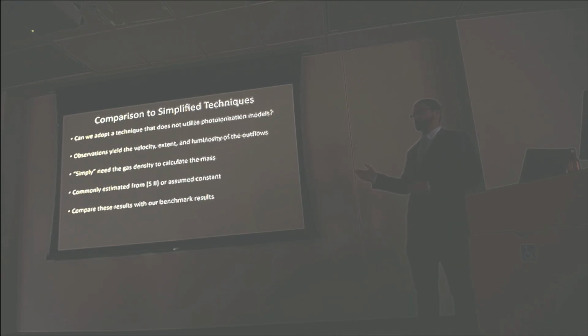So even if we just have a spectrum with a single emission line and an image, that will tell us still the velocity of this gas. It'll tell us its extent from the center of the galaxy, and we can measure its brightness. So then the only thing we need is the gas density.